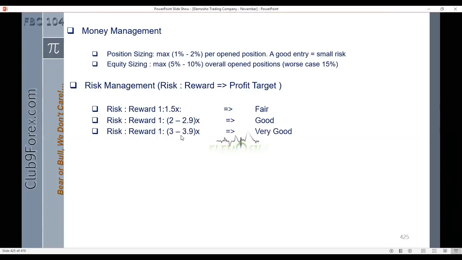But if you have a risk reward that is 1 to 3 to 3.9, that means it's greater than 3 and about 3 to 4, then that one is very good. As a matter of fact, I would advise that you play around a risk reward of about 3 to 3.9 most of the time. If you look at most of the setups that I usually post to you guys recently, I used to post the risk reward there.